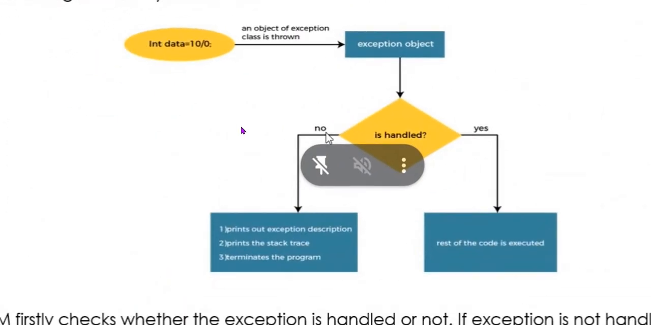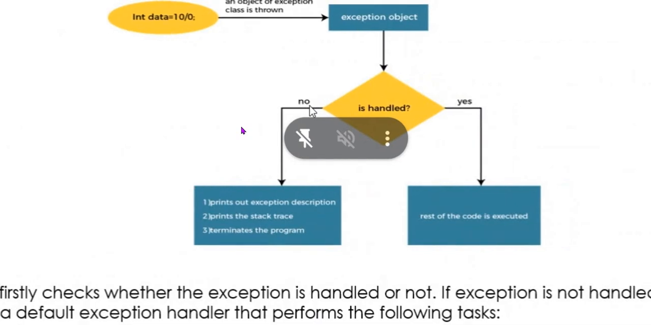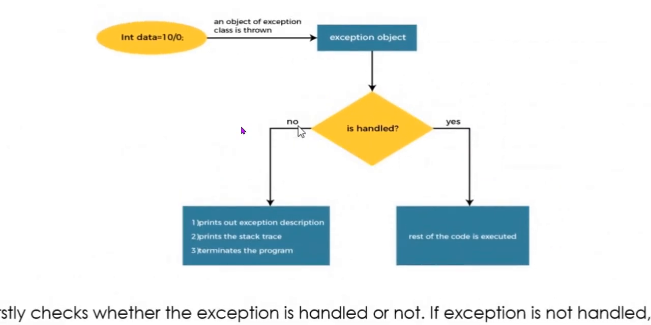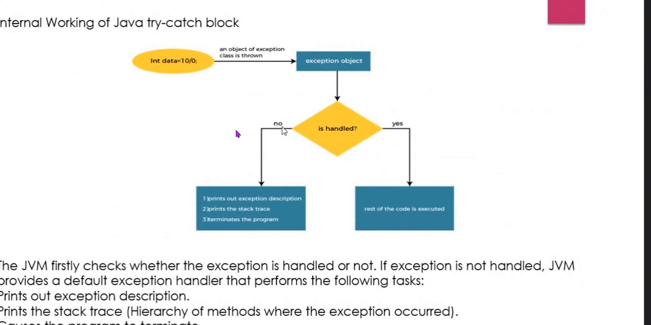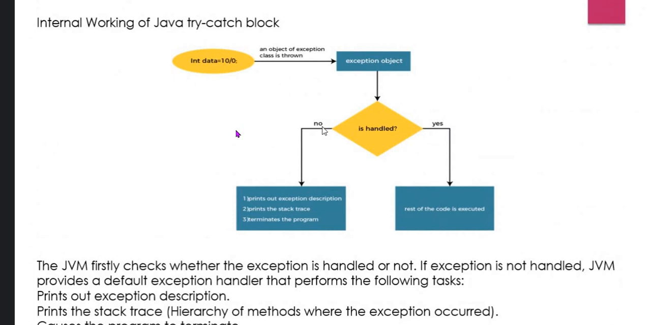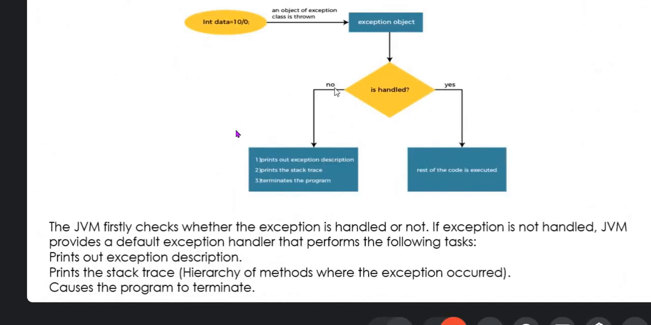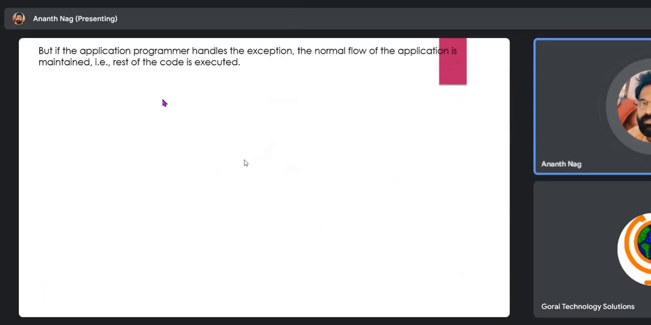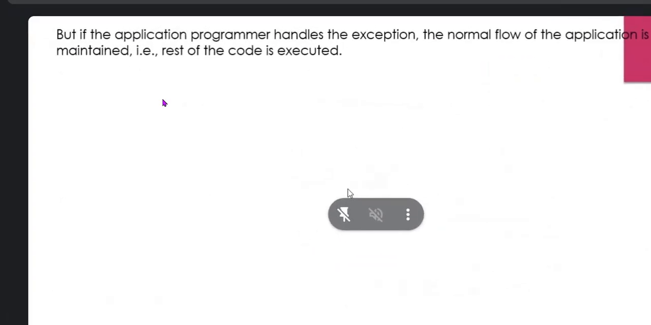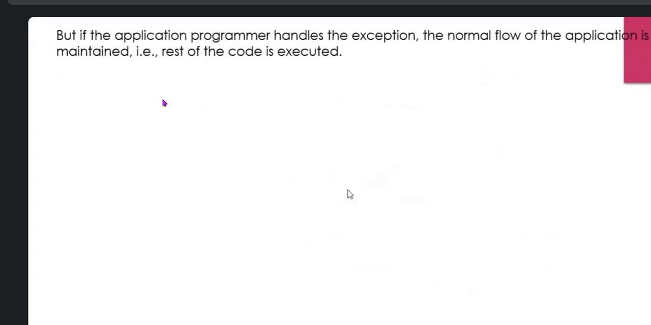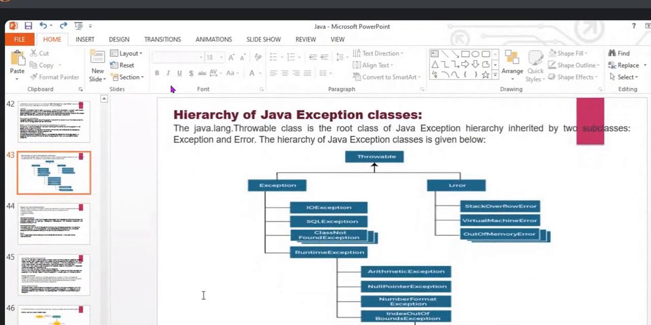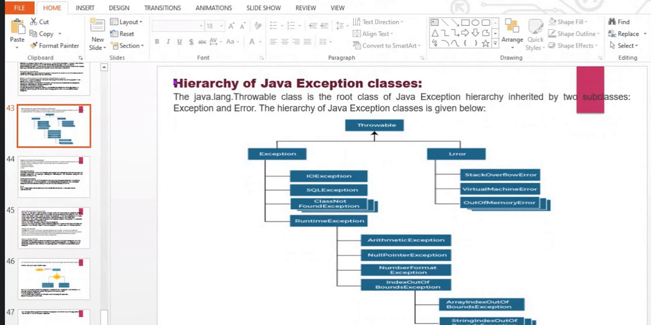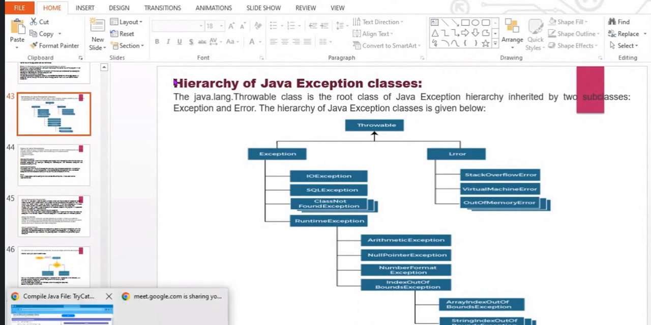The JVM first checks whether the exception is handled or not. If the exception is not handled, the JVM provides a default exception handler that performs the following tasks, like it showed in the previous one: prints the hierarchy of methods where the exception occurred and causes the program to terminate. But if the application programmer handles the exception, the normal flow of the application is maintained, that is, the rest of the code is executed. So here I have done this. This is the theory behind it, sir. I have tried it even. One second.